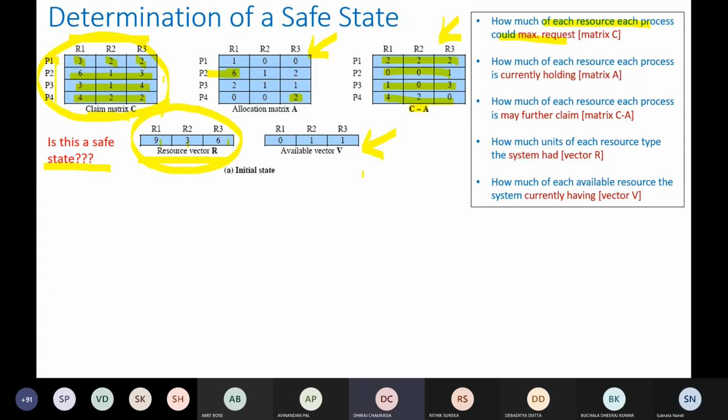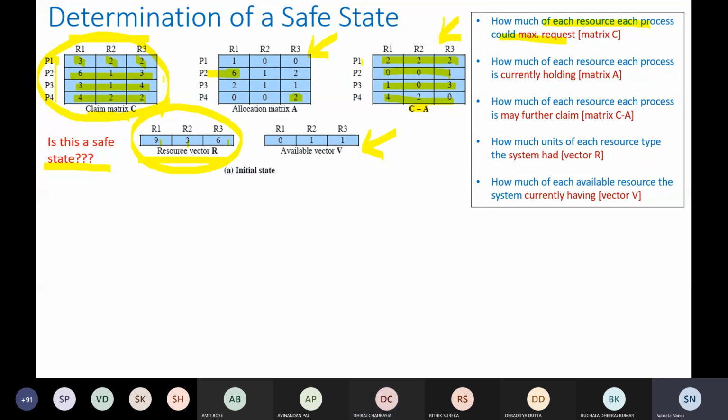Sir, deadlock is not possible. So how do you know this? See, this is the current allocation. Now this is the current claim, or this may be the future claim. So how do you estimate? What can be the worst case request that can come in the system?